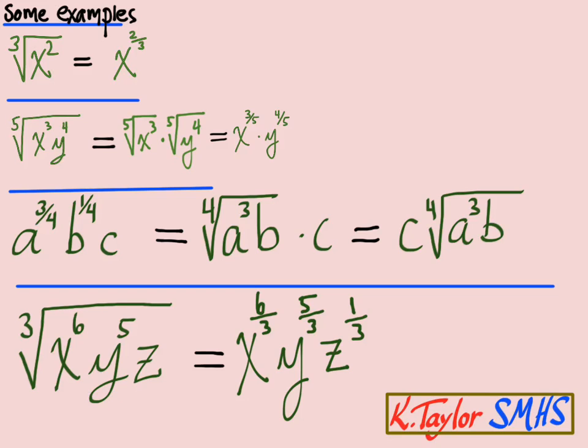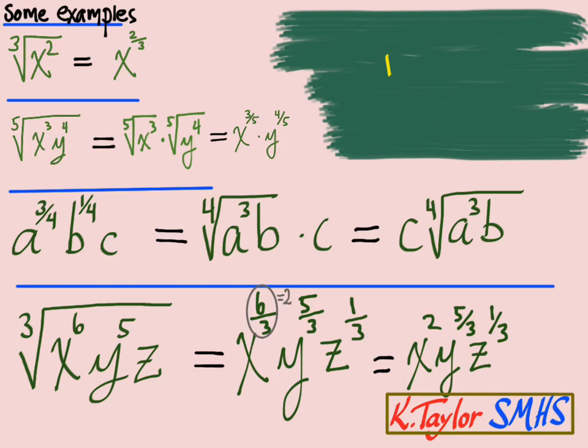Well, let's not forget there that 6 over 3 equals 2, and it's much better to write that as x squared times y to the 5/3 times z to the 1/3. Okay, so just a few examples there of translating back and forth between radical form and exponential form.